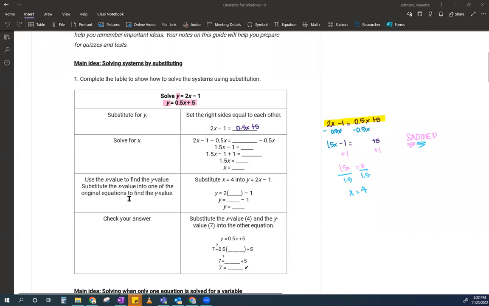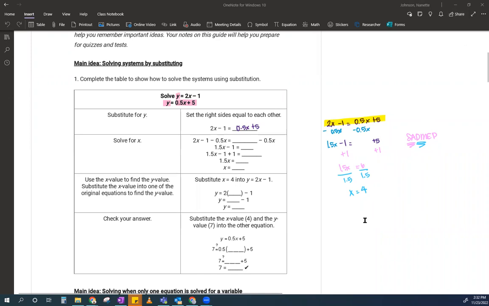Substitute the X value into one. What they're saying is if this is your X, use one of these equations, your favorite one, to find out what Y is. Now, I don't want to use the decimal just because I know I'm going to make a little bit more mistakes with it. So I'm going to plug it into that other equation. So I'm going to plug it into Y equals 2x minus 1, right, into the original equation. And I'm going to plug that X, that 4, right there.